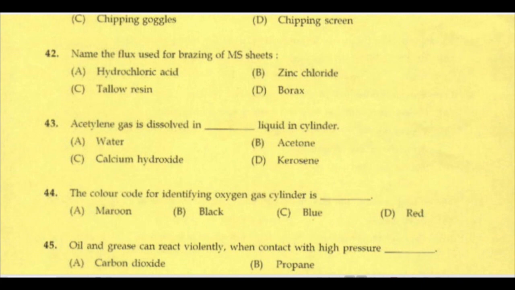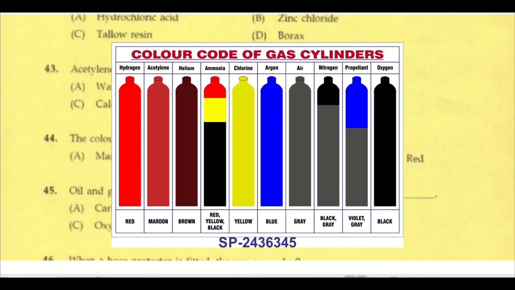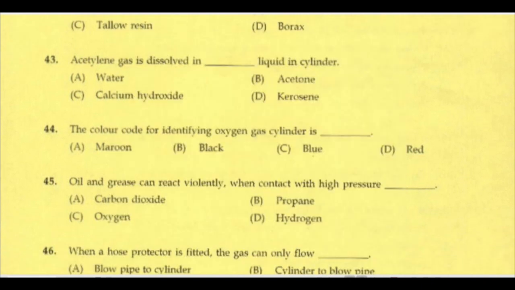The color code for identifying an oxygen gas cylinder: for an oxygen gas cylinder, the color is black. Oil and grease can react violently in contact with high pressure oxygen.